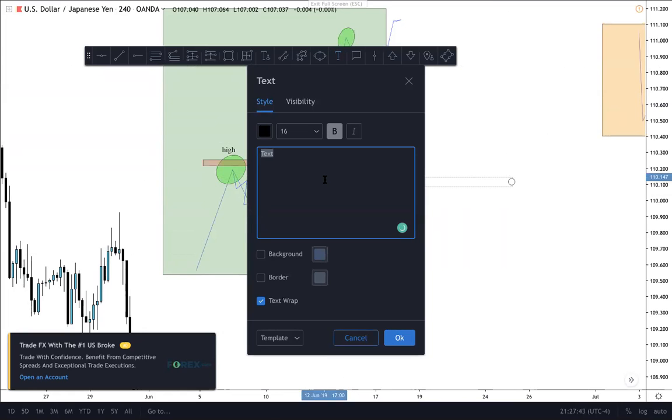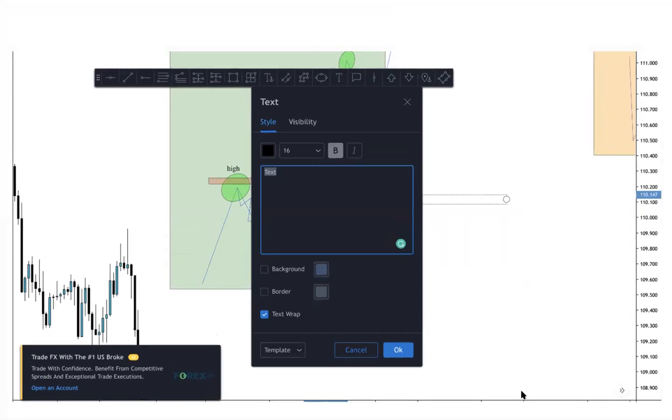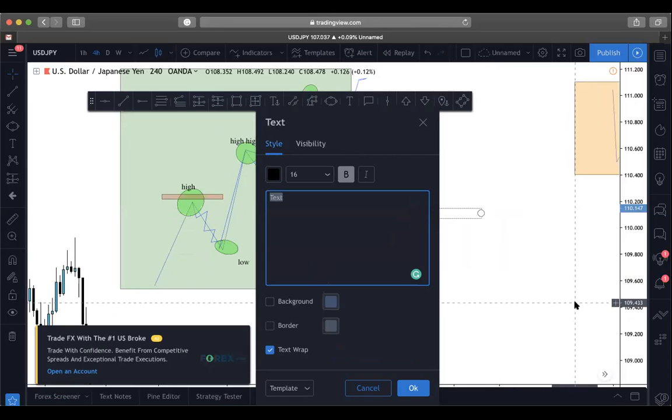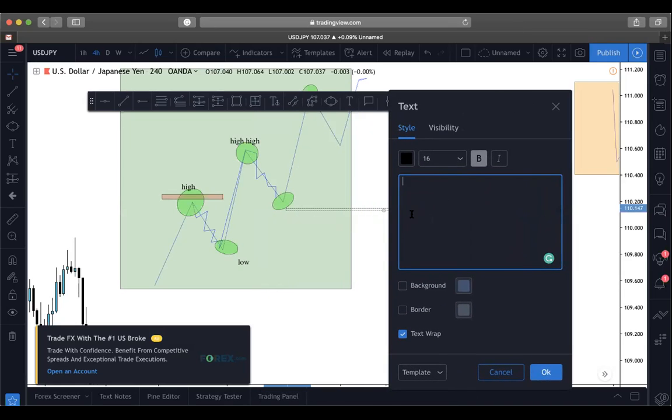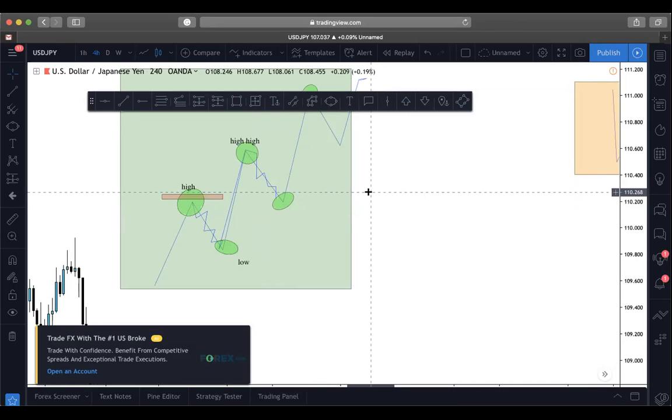type it in the chat if you know what it could be. Move the text box. Let me see. Lower. Nope. Move the box, we can't see. Yeah. All right. So let me see. Is it going to be a high or low?